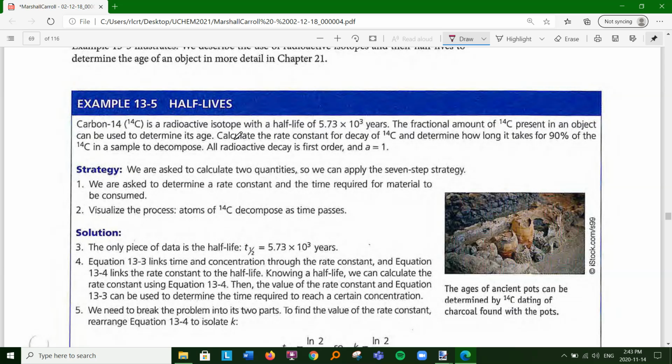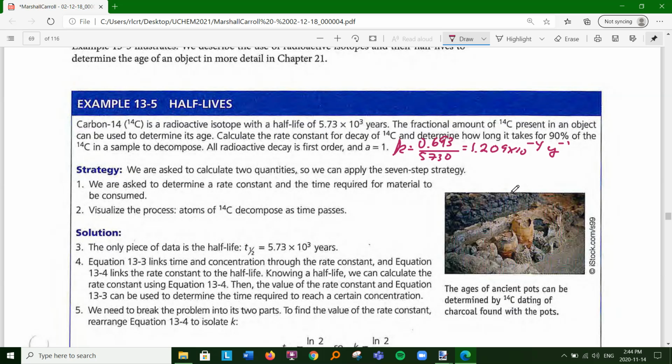Okay, so we got the half-life. So my k is 0.693 divided by the half-life, 5730. So now this is going to be reciprocal years, right? You don't always have to have it in reciprocal seconds or minutes. 0.693 divided by 5730. Scientific notation, 1.209 by 10 to the minus 4 years to the minus 1.